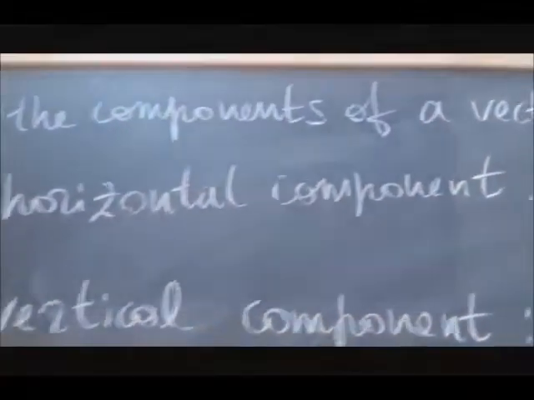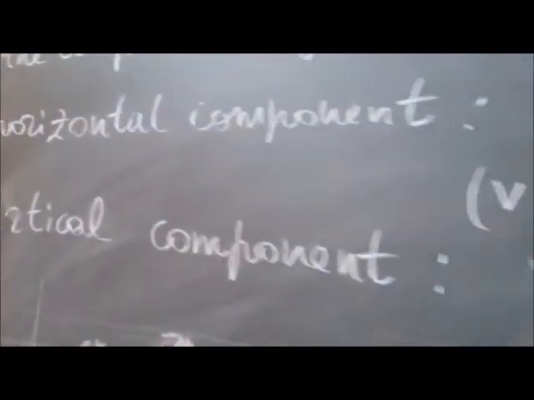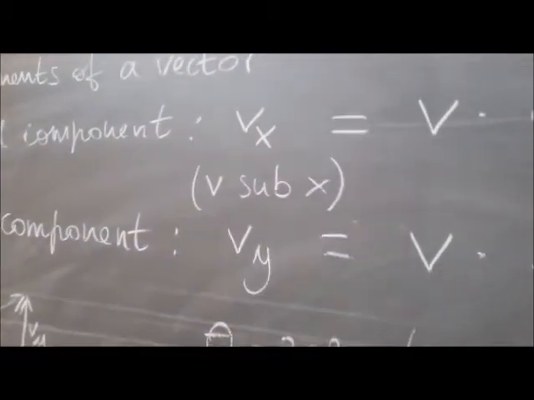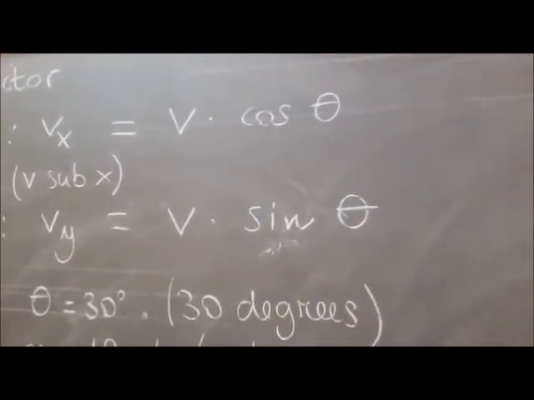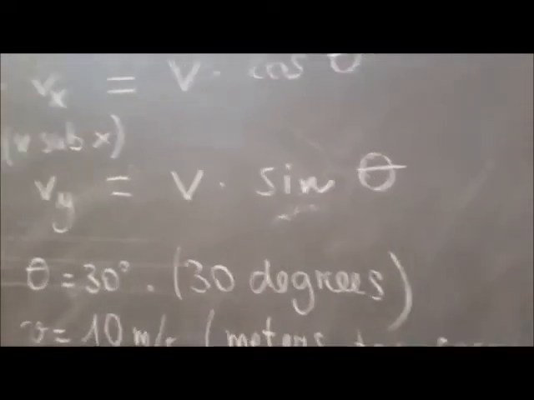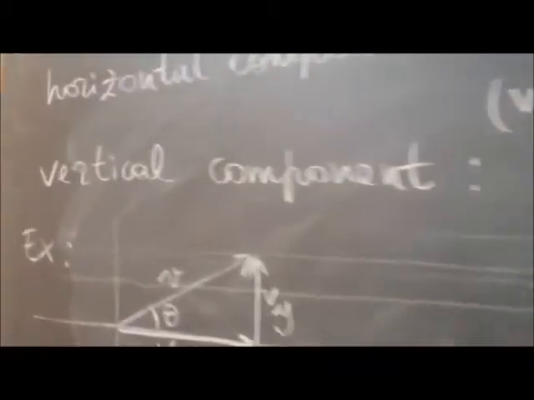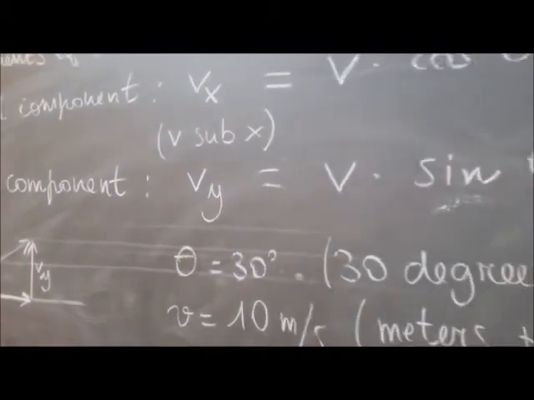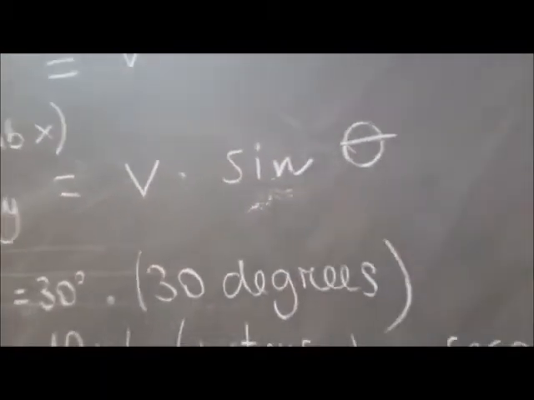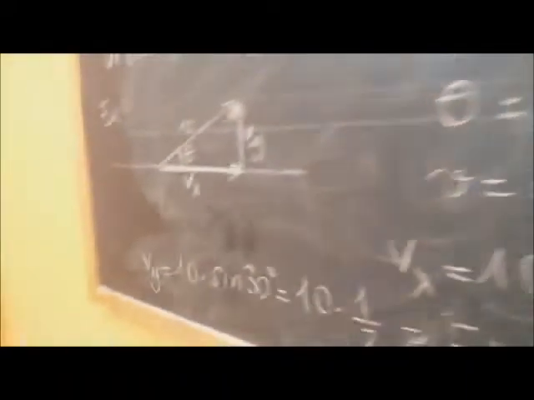The components of a vector. The horizontal component v sub x is equal to v times cosine theta. The vertical component of a vector v sub y is equal to v times sine theta. Let's look at an example.